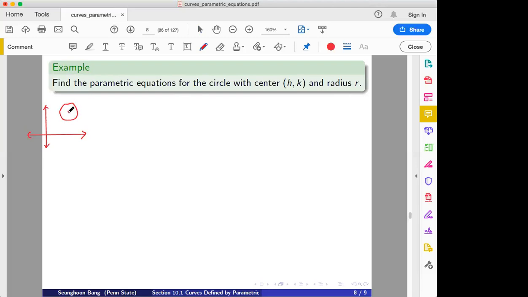For this circle, this is h, this is k, the center is (h, k), and the radius is r. What's the equation of the circle? It's always (x minus h) squared plus (y minus k) squared equals r squared. So you need to find the general parametric equations of this circle. I want to use some of the previous results.